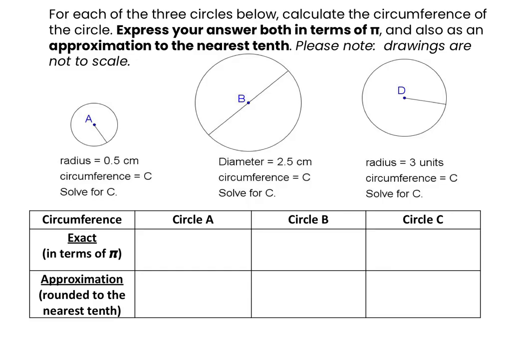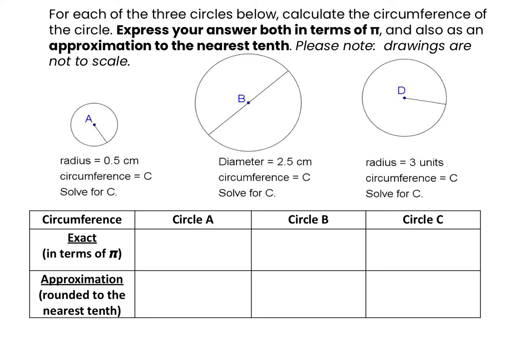All right, lastly, I'm going to be asking you to give me calculations that are exact, aka in terms of pi, and approximations, aka rounded usually to the nearest tenth or the nearest hundredth. So for these three circles, I want to show you what that means.